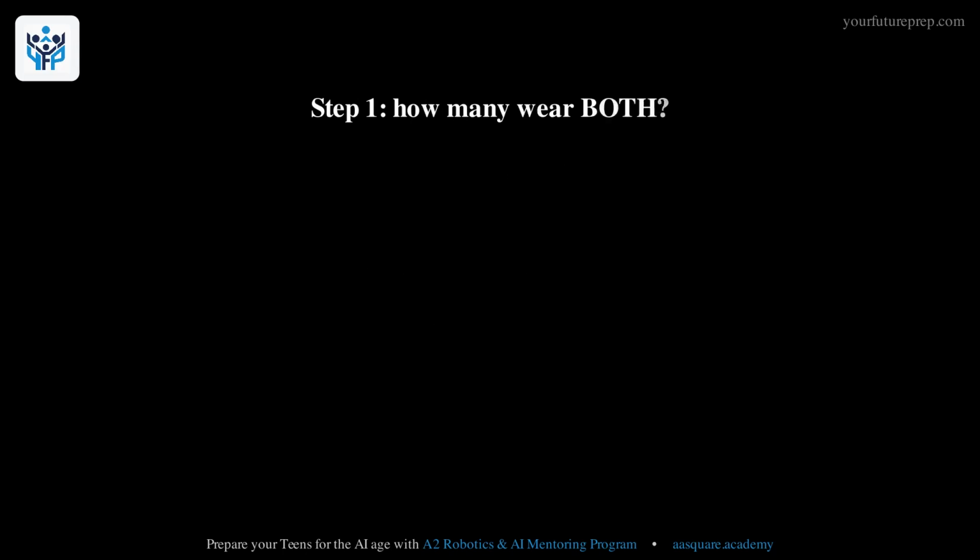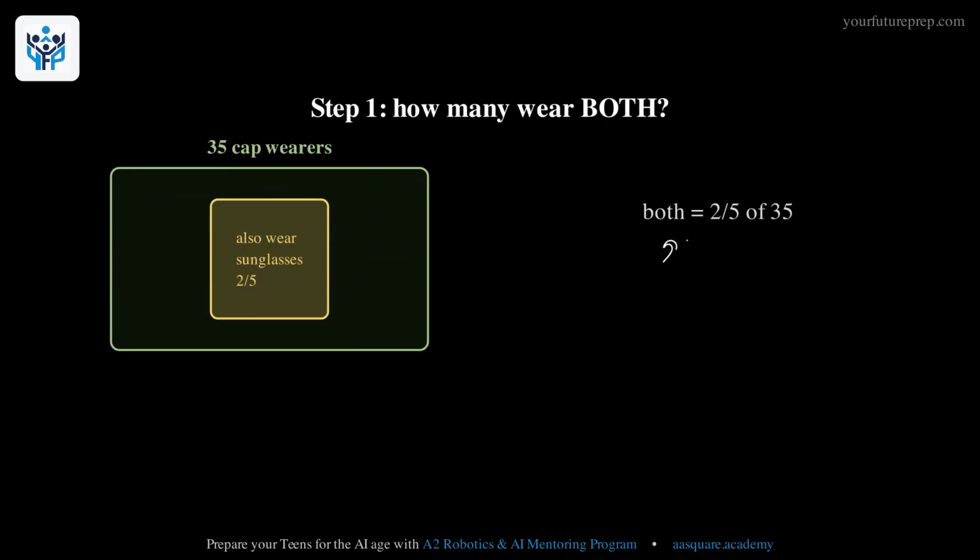Let's first find how many people are wearing both. We are told that if we pick a cap wearer at random, the chance they also wear sunglasses is 2/5. There are 35 cap wearers, so the number wearing both is 2/5 of 35. That is 2/5 times 35, which equals 14. So 14 people are wearing both a cap and sunglasses.